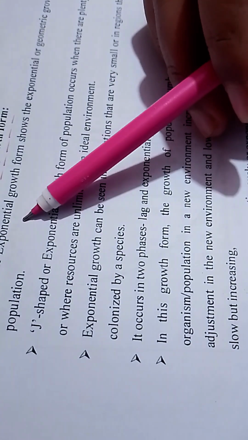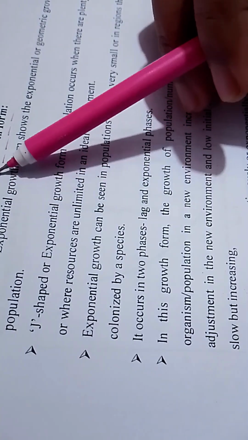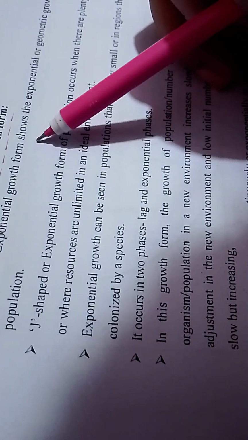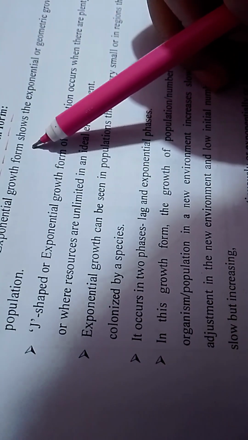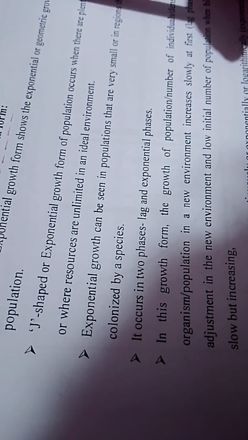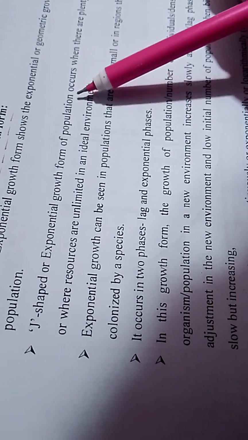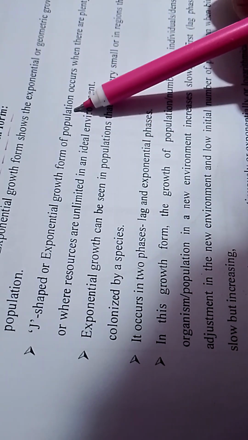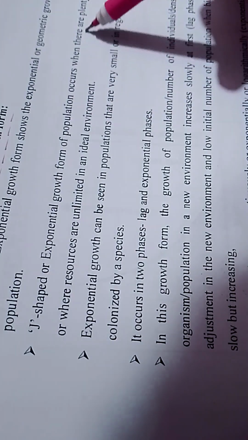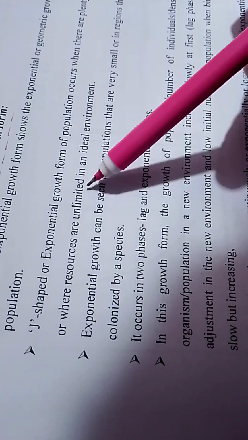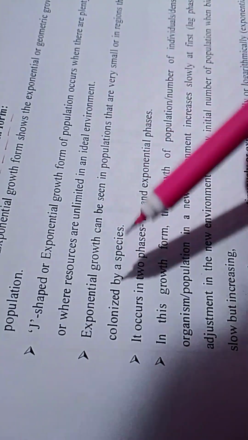জে শেপড এক্সপোনেনশিয়াল অথবা আনরেস্ট্রিক্টেড গ্রোথ ফর্ম। J-shape or exponential growth form show the exponential or geometric growth pattern of a population. J-shape কি দেখায়? Exponential অথবা geometric growth pattern of a population. J-shape or exponential growth form of a population occurs when there are plenty of resources, where resources are unlimited in an ideal condition.